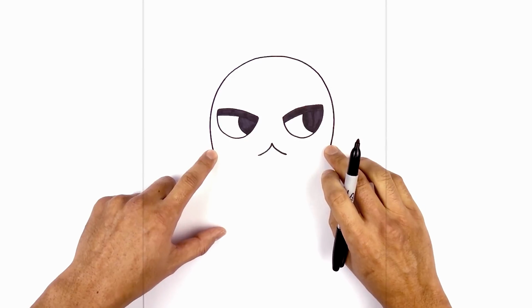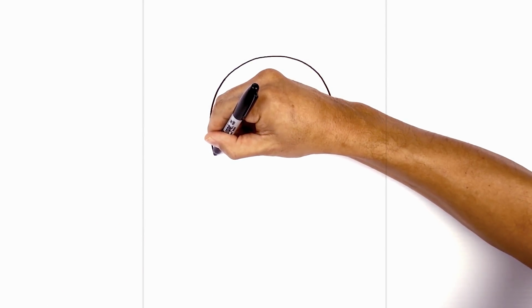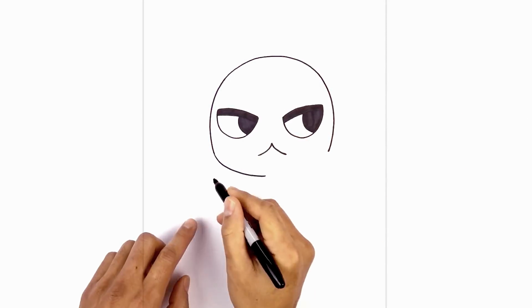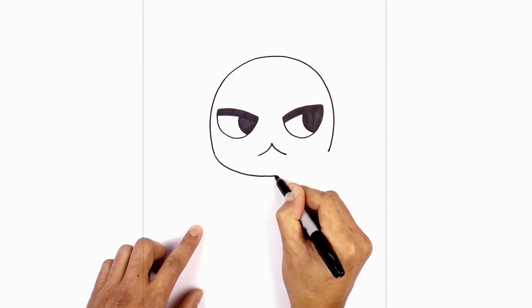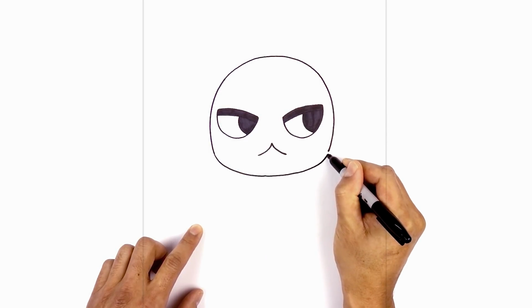Now from the jaw, we're going to round this out and come down towards the chin. So starting on the left, just going to round up the jaw and then curve down towards the center. We want to make our way back up towards the right side. So going across and then rounding out the jaw.